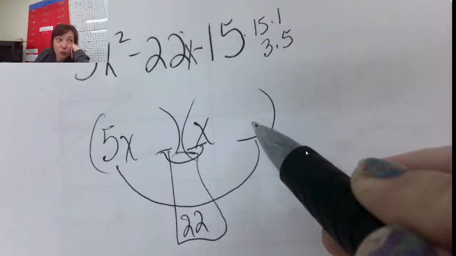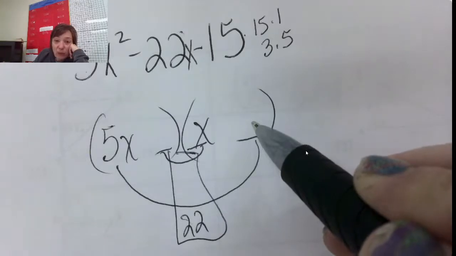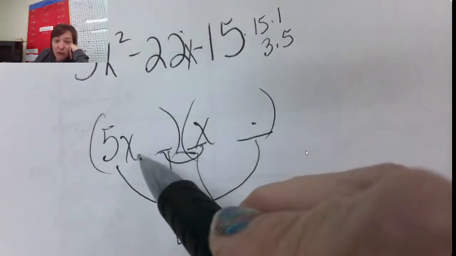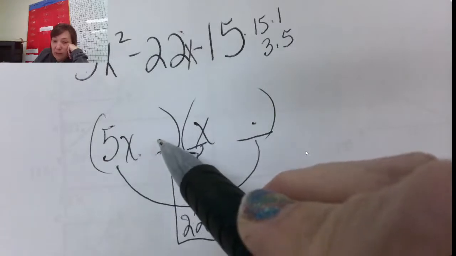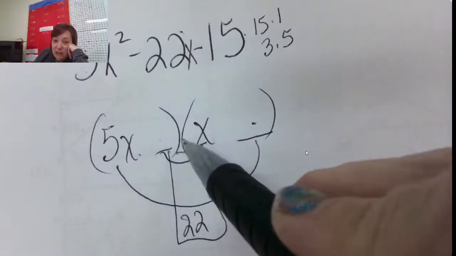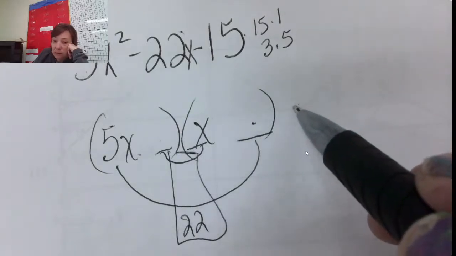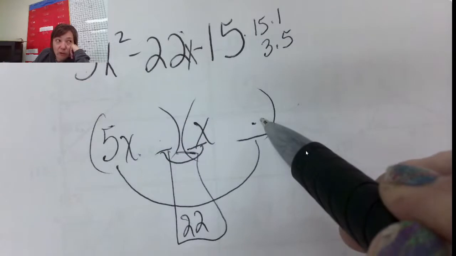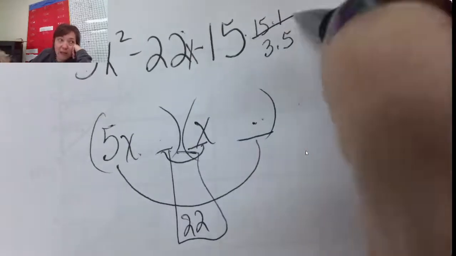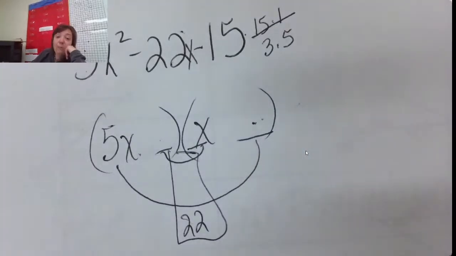Yeah, like huge, right? So we know that's not going to be a 15. If we put 15 right here in this spot, that would be 15x, and then we put a 1 over here, that's going to give us 5x. Well, 15x and 5x do not give us 22. So we can just mark out 15 and 1. We know that ain't going to work. But 3 and 5 might work. So we've got to try some different combinations, right?